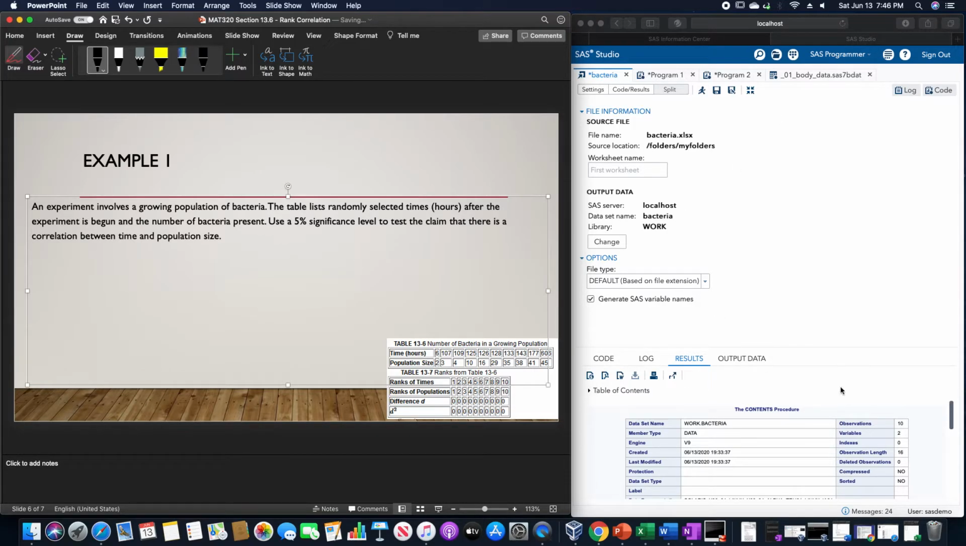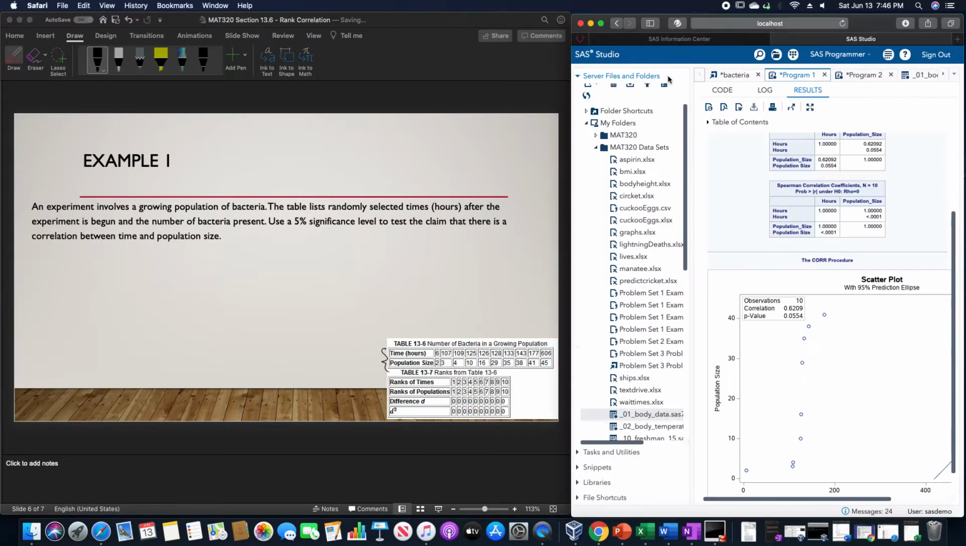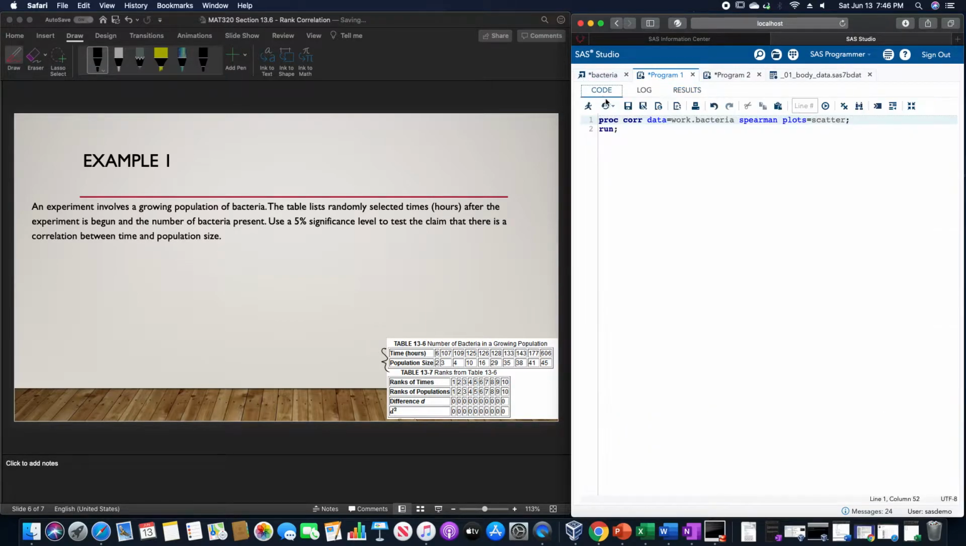And I already put that into SAS in here, exactly as this first table up here. Let me very quickly note what that is, this particular table. And then the program we're going to run for this is proc corr data equals, I call this work.bacteria, Spearman, and then I put plots equals scatter and then run.